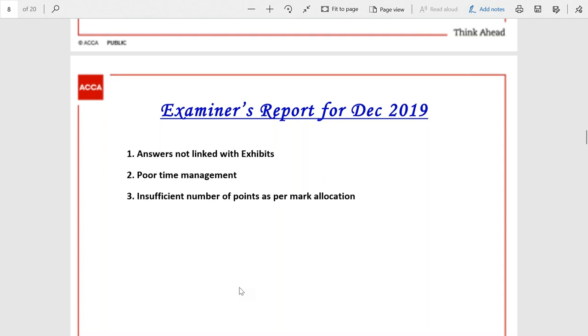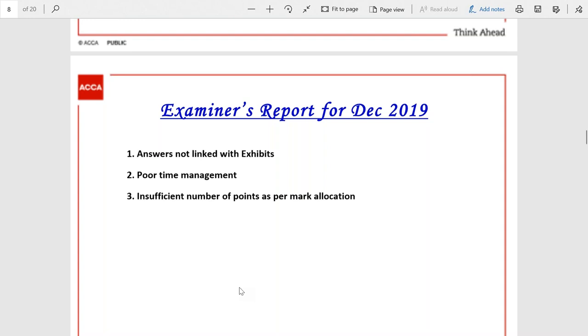The first reason, and there are many reasons, but I have just picked up the top three reasons, and this is in order of priority. So the first most common reason why the examiner fails innocent students like you and me is because he thinks that the answers are not linked with exhibits. I think he is right. If we do not link our answers with exhibits, the examiner would definitely fail us. Actually, the main purpose of SBL is that he wants to see whether we are able to link our answers with the case study. And if we are not linking with the exhibits, I can guarantee we are not going to pass.